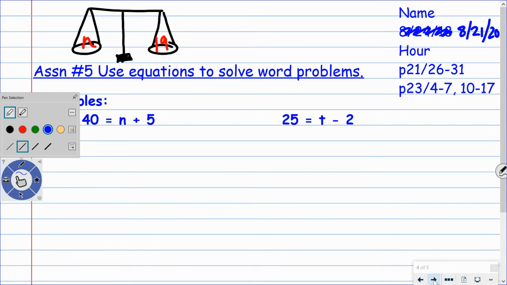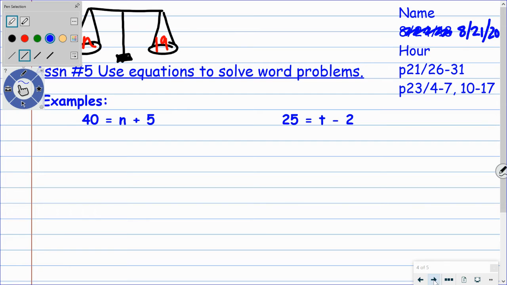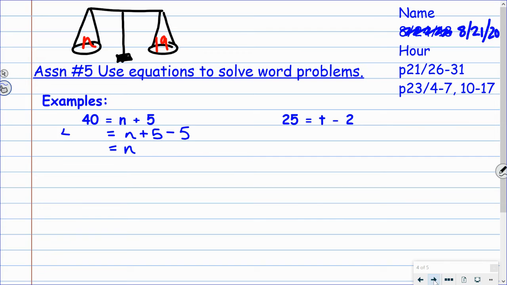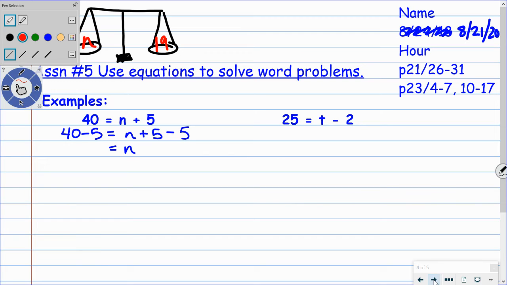Let's go ahead and take a look at this first example. I'm going to write my equal sign. Our goal, of course, is to get n by itself, but right now we have an n and an additional 5. Let's take away those 5 blocks, being fair to both sides. And yes, I have asked you, positive 5 and negative 5 make 0, so those cancel out. And we see that what do we have left? If we took 5 away, we would have 35 remaining.